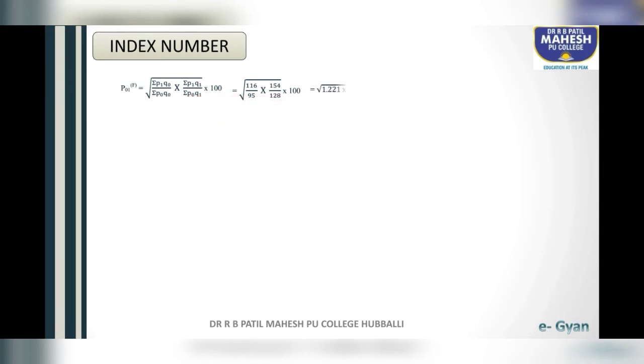So after solving this, 116 divided by 95 is 1.221. 154 divided by 128 is 1.203. Okay, students, after multiplying these two values, then taking the root, and multiplying by 100, the final answer of Fisher's price index number is 121.19.